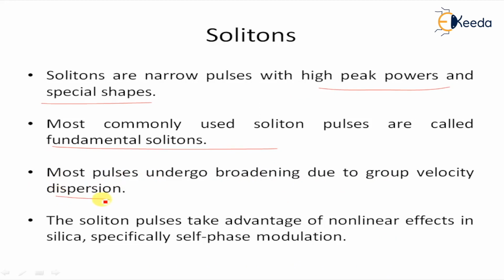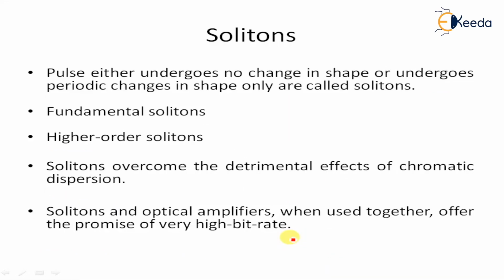through an optical fiber. Soliton pulses take advantage of nonlinear effects in silica, specifically self-phase modulation. The pulse shape for which the balance between pulse compression and broadening occurs, so that the pulse either undergoes no change in shape or undergoes periodic changes in shape, is called a soliton.